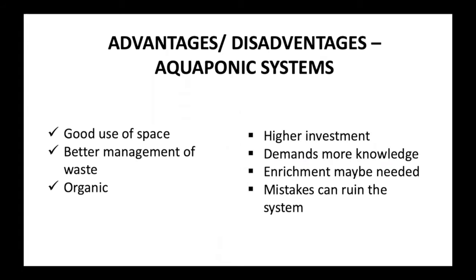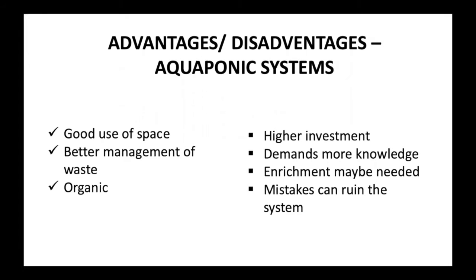Advantages. We can do good use of a space where two different types of food can be produced. We have to mention not all aquaponic systems are able to produce and sell both plants and fish. Some systems focus more on plant production.